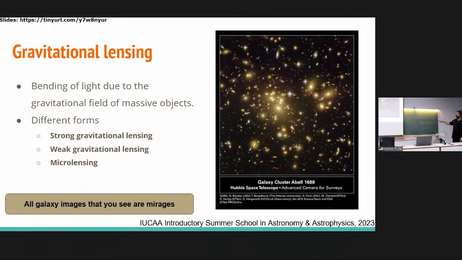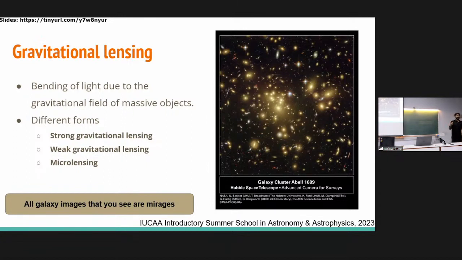But then you can also be in something called a weak gravitational lensing regime, where you are so far away from the massive object which is causing the lensing that you don't form multiple images. Instead, the light bundles that are coming from the source get distorted a tiny bit. So that particular effect is called weak gravitational lensing.